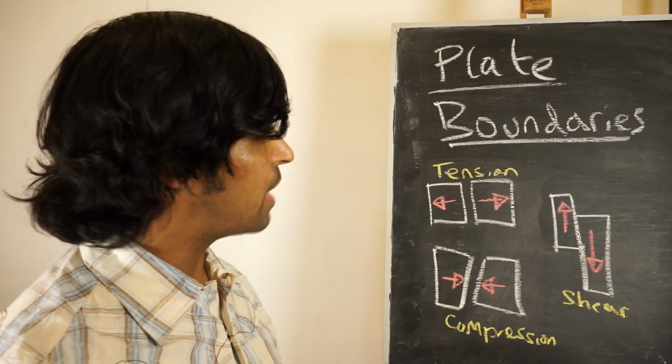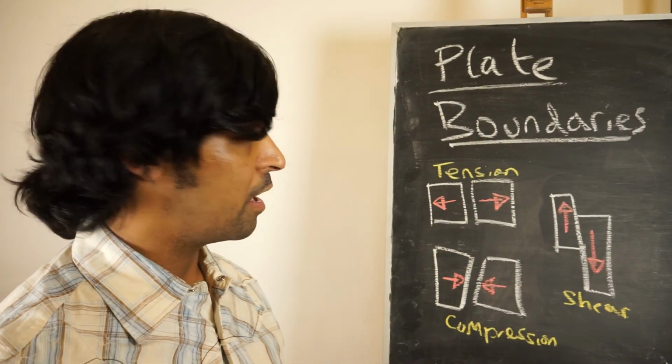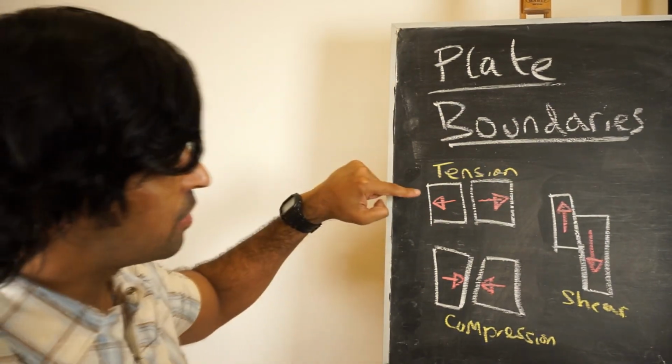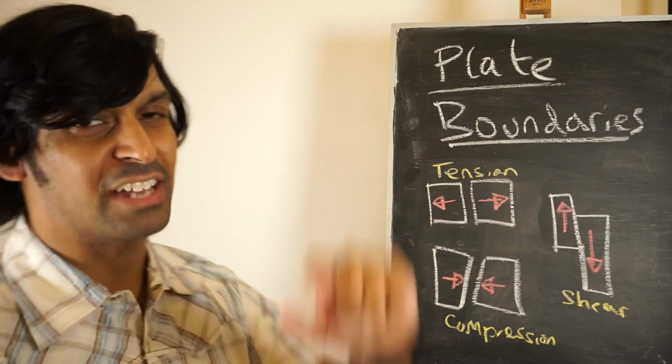And that's it really, that's plate boundaries in a nutshell. So just to tell you the 3 types: diverging, converging, and transform.